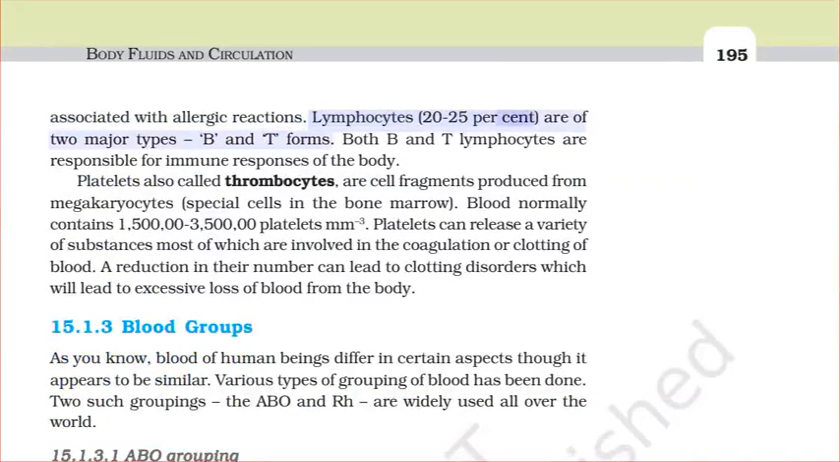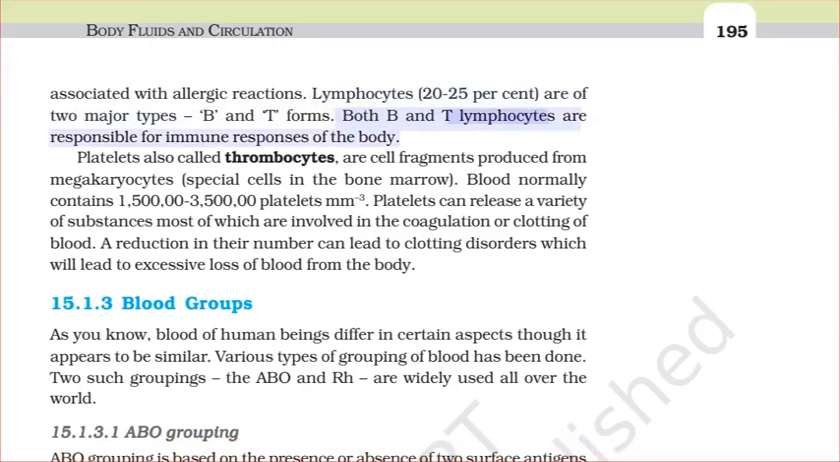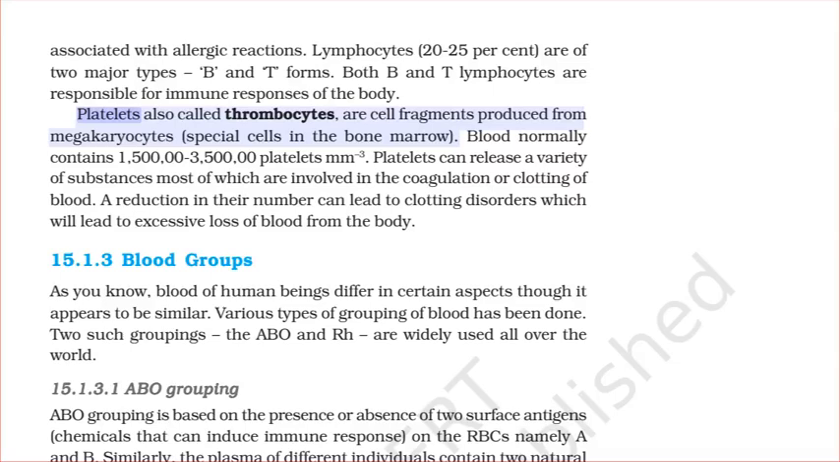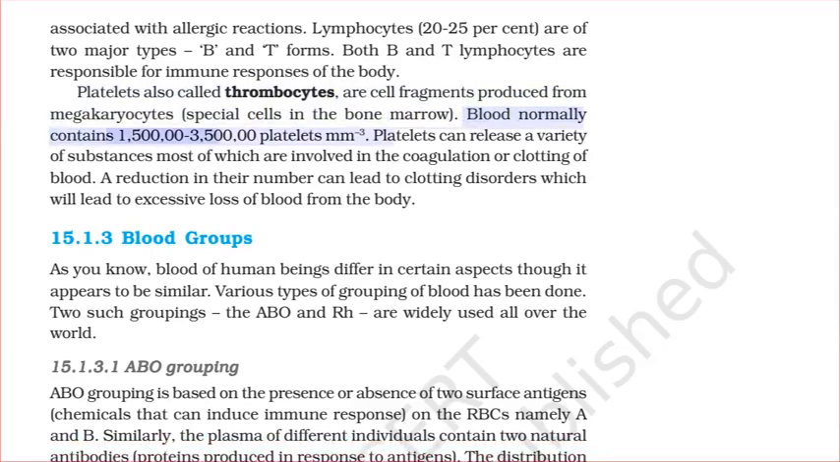Lymphocytes, 20 to 25%, are of two major types, B and T forms. Both B and T lymphocytes are responsible for immune responses of the body. Platelets, also called thrombocytes, are cell fragments produced from megakaryocytes, special cells in the bone marrow. Blood normally contains 150,000 to 350,000 platelets per millimeter cube.